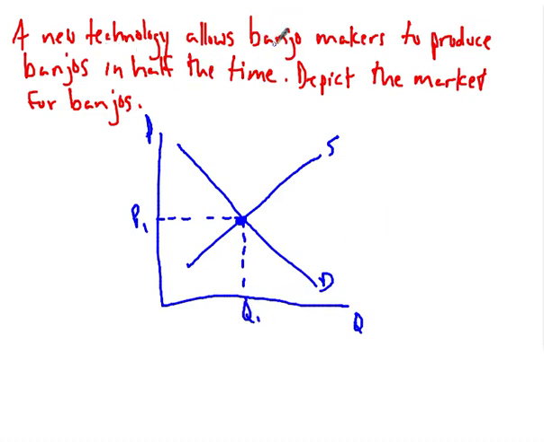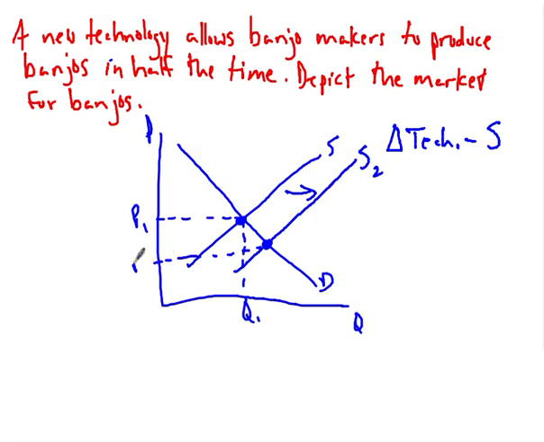New technology allows banjo makers to produce banjos in half the time. The determinant is a change in technology, and a change in technology is a supply curve shifter. Since they can produce at half the time, that is a shift to the right in the supply of banjos.